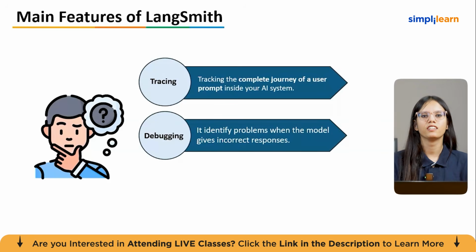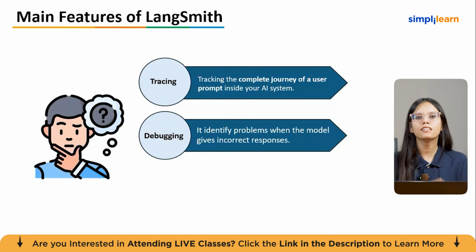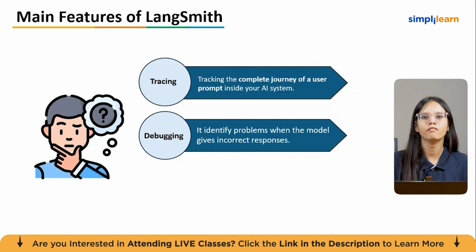Now the second feature, that is debugging. Debugging helps you identify problems when the model gives you incorrect or unexpected responses. Sometimes your AI application may not behave as expected. For example, a user may ask the system to summarize an article, and it returns an unrelated answer, as we have seen in our previous example.